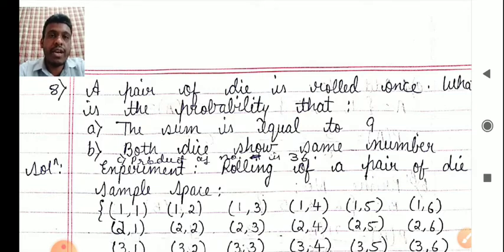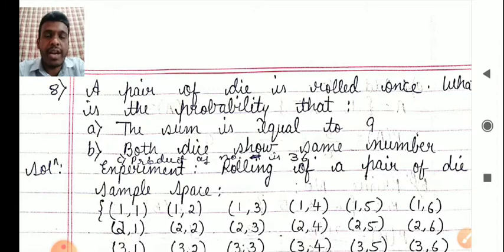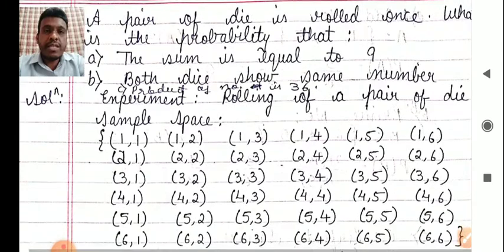So if you want, you can write the sample space. It's always recommended that when a pair of dice is rolled and that experiment is given, you write the sample space. But if it comes for only 2 marks, then it's okay if you don't write the sample space. If it comes for 5 marks, you have to write the sample space. Okay, so the sample space is like this.